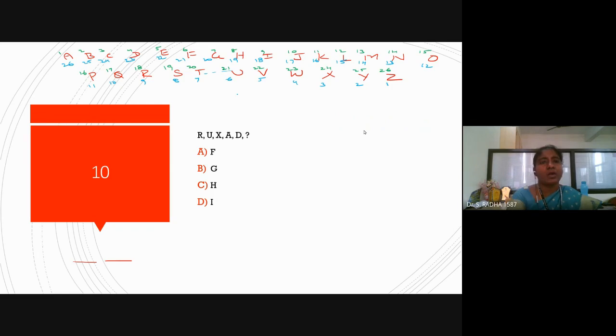Now I have already written this ABCD up to Z. In the previous topic, analogy, we also used it. I copied it from there. Now the letter series begins. Till now we have seen number series, some logic with the numbers. Now alphabets, letter series. What is the question mark value?